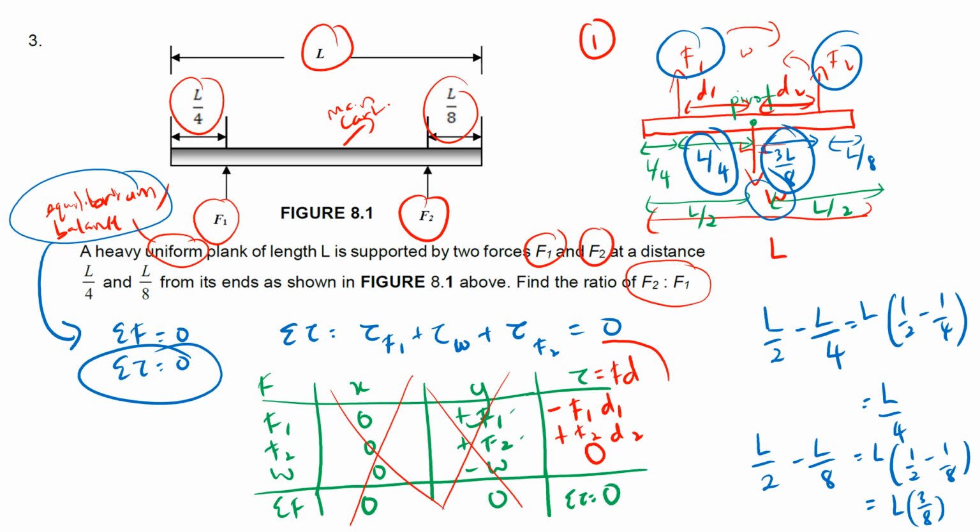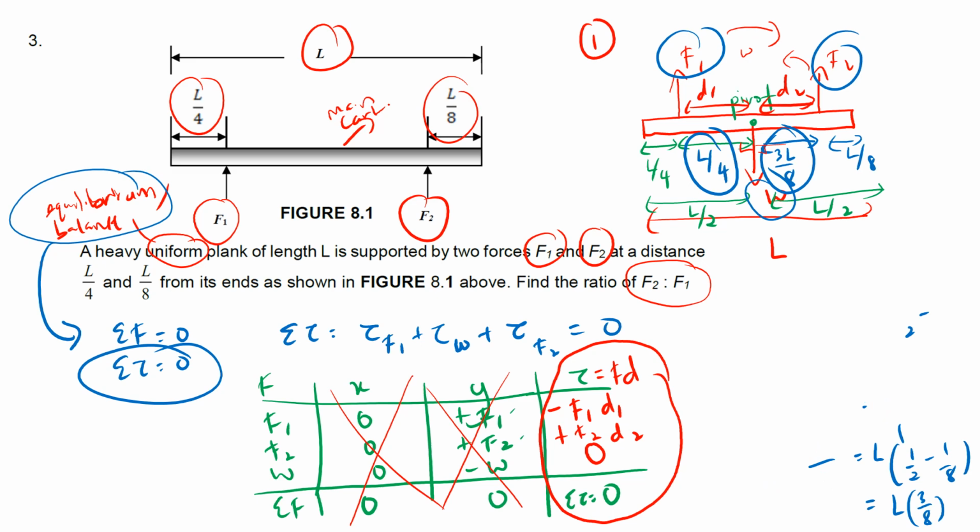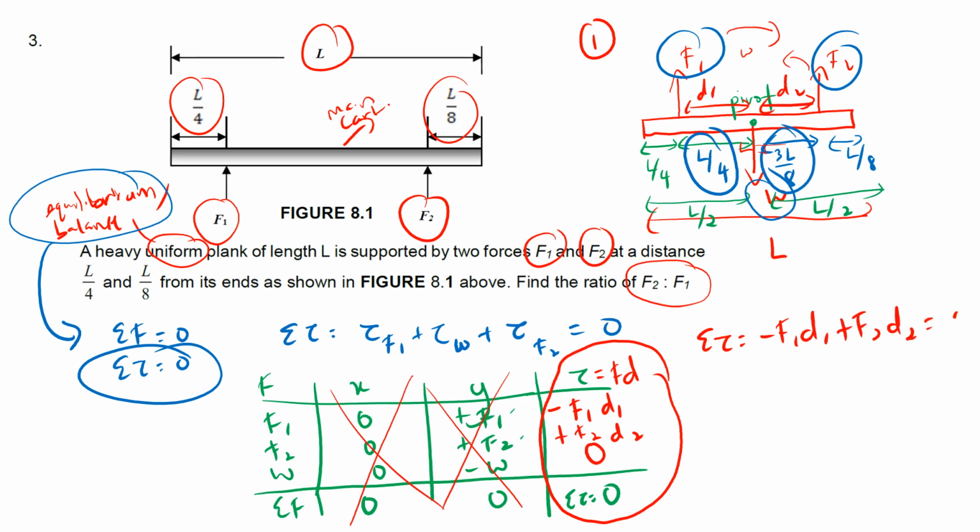Okay, so I will use the one that I get here to make my ratio. What we did is just substitute. So we get summation torque equals negative F1 D1 plus F2 D2 equals 0. F1 D1 we will get L over 4 plus F2 D2 is 3L over 8, equals 0. So negative here, we can bring here, you get positive.